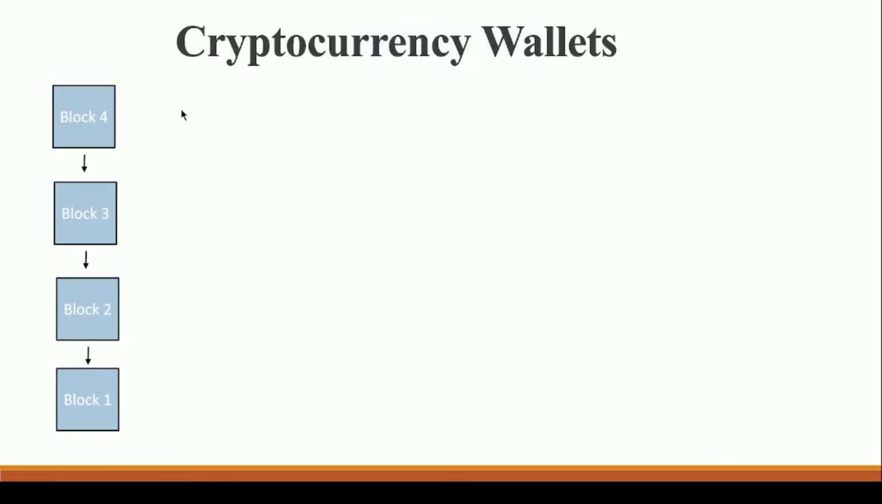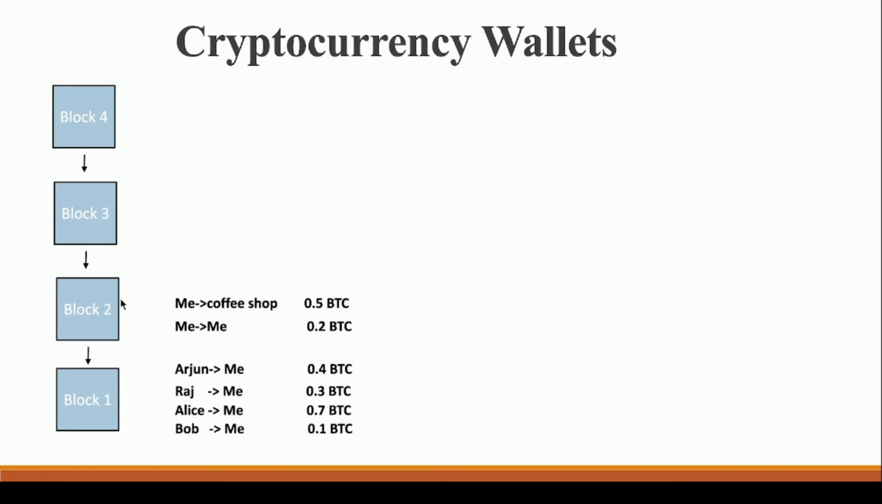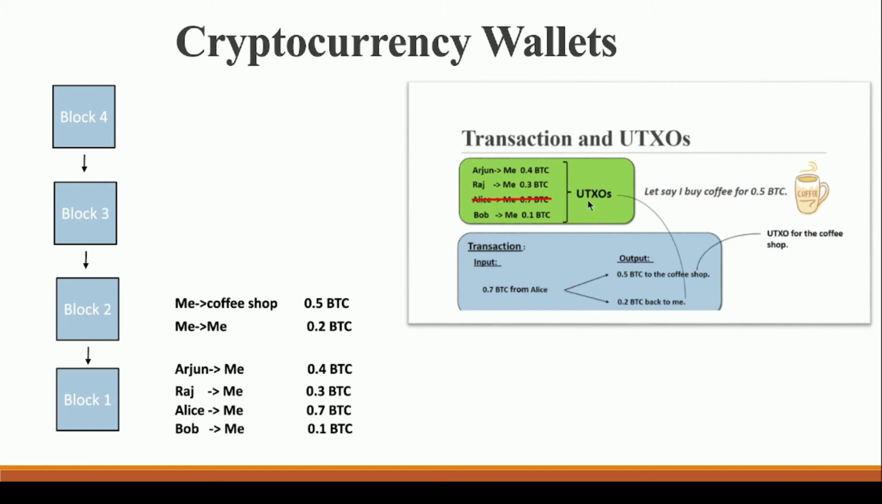Currently you can see that I have four blocks here, and in all these four blocks we have certain transactions. If you remember from our coffee shop UTXO video, here is a screenshot I am attaching. Here you can see all the transactions done to me, and I am showing them in block number one. This is just an assumption so that I can explain this concept about cryptocurrency wallets. Another set of transactions, the ones I am doing to the coffee shop, I am assuming are part of block number two.